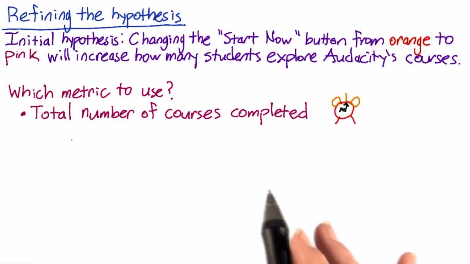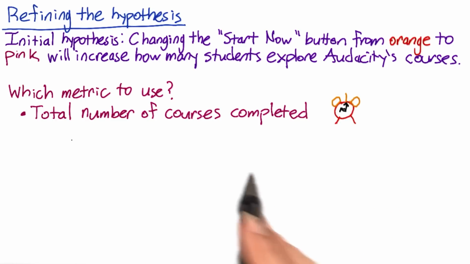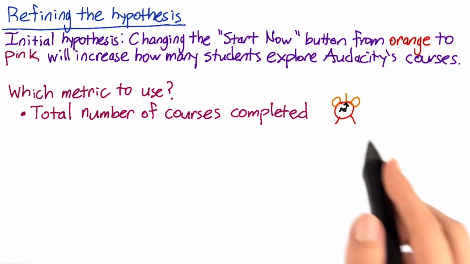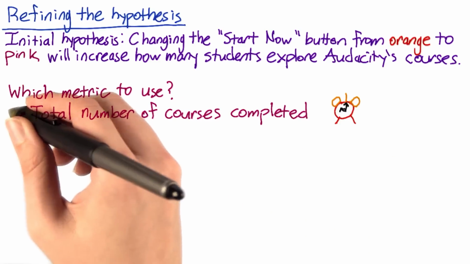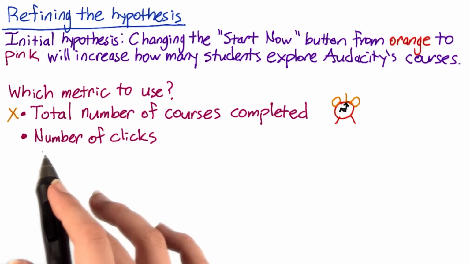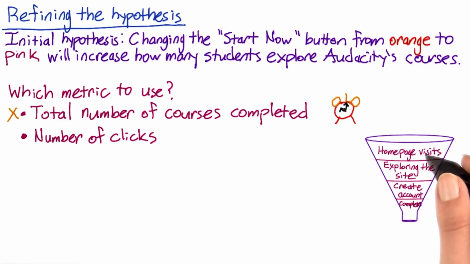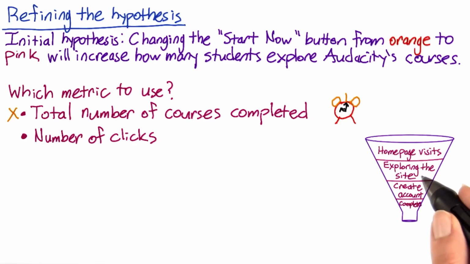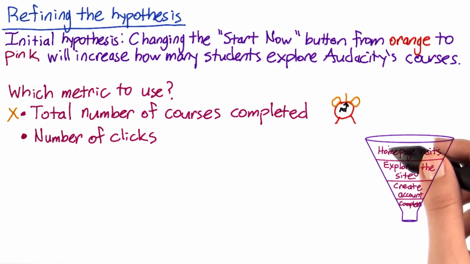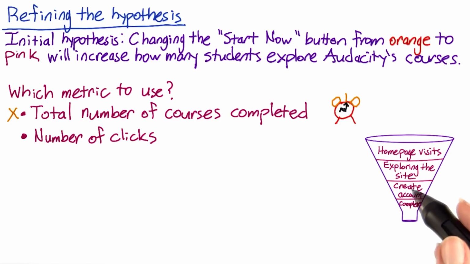However, given that it can take students weeks or months to finish courses, using this metric would simply take too much time to be practical. An alternative is how many users actually click on the Start Now button. The assumption is that if more people click the button and thus move on to exploring the site, then eventually some of them will create an account and go on to complete a course. In other words, increasing the rate at which users progress down the funnel at one level will have a positive impact on the end of the funnel as well.